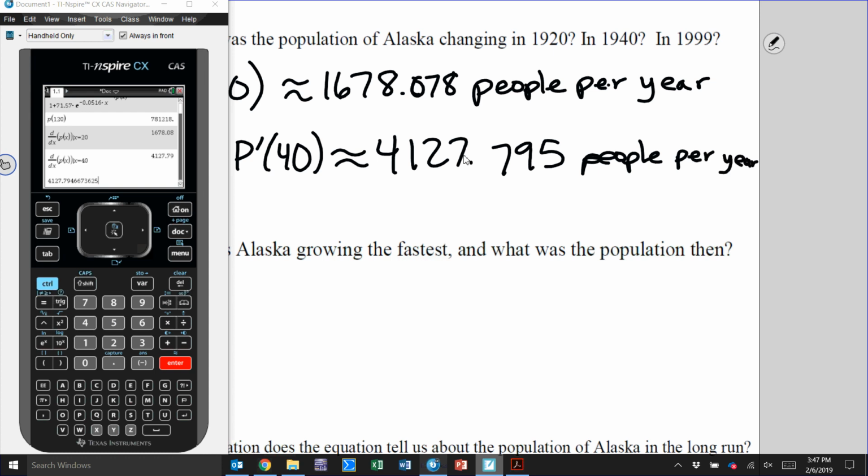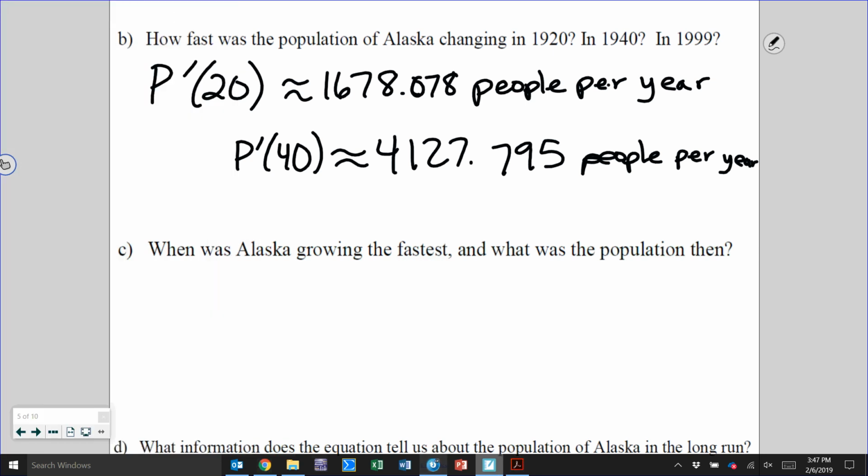And then you could do the same thing for 1999. So I'm just going to leave that for something for you to practice. You could just hit pause on the video and go ahead and do it real quick. So that's how fast the population is changing over those certain years.